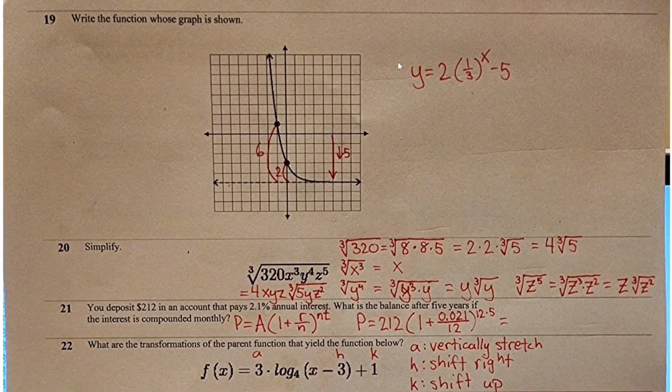Number 19, write the function whose graph is shown. Lots of things going on here. I think the easiest one to point out is the k value. The horizontal asymptote is normally on the x-axis. It is not in this case. It is down 5 units from there. Therefore, k is -5. Easy. Normally, the reference point is 0, 1, and that's because anything to the power of 0 is 1, but the key thing is that it's 1 above the horizontal asymptote. This one's 2 above the horizontal asymptote.